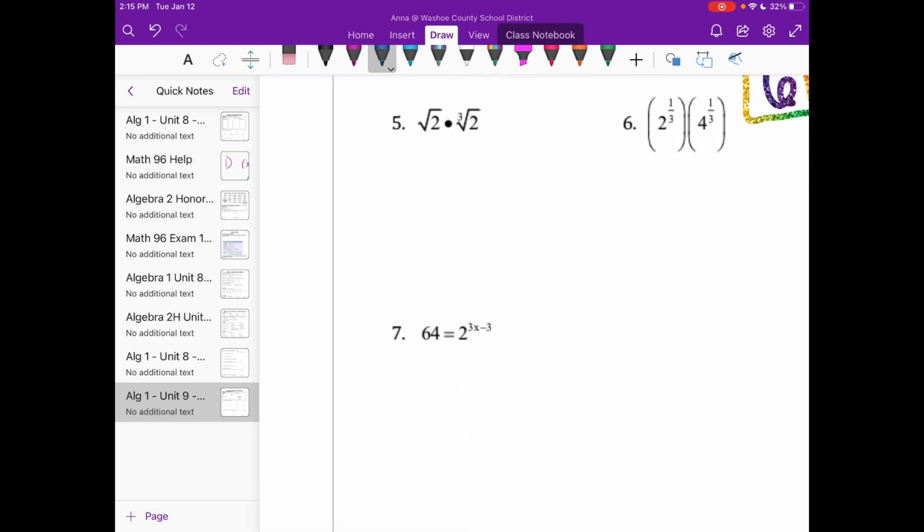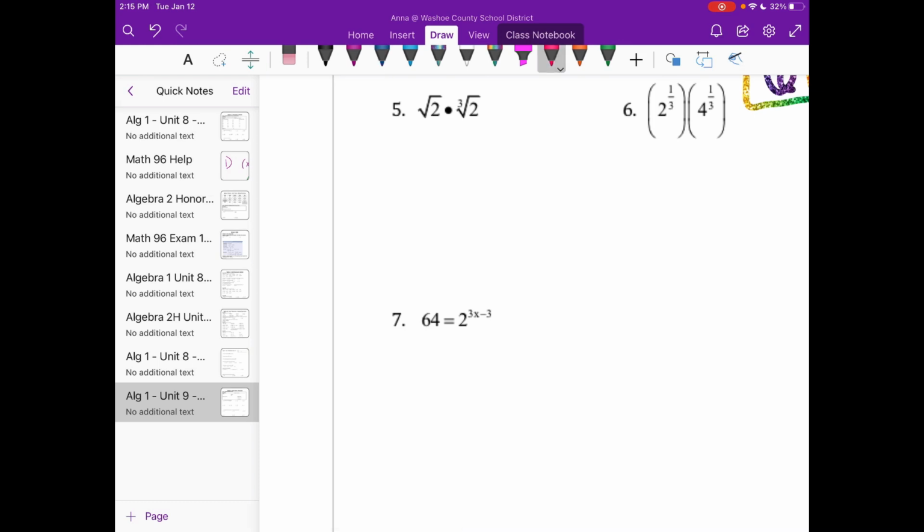Okay, we're going to do 2 more together, then I'll have you pause your video and do some more. So, number 5, this is something I haven't seen yet. I am starting in radical form. Now, I can't put these in the same radical because one of them is a group of 2 radical, and the other is a group of 3 radical. So what we're actually going to do is change this to exponential form. So we're going to write 2 to the 1/2 times 2 to the 1/3.